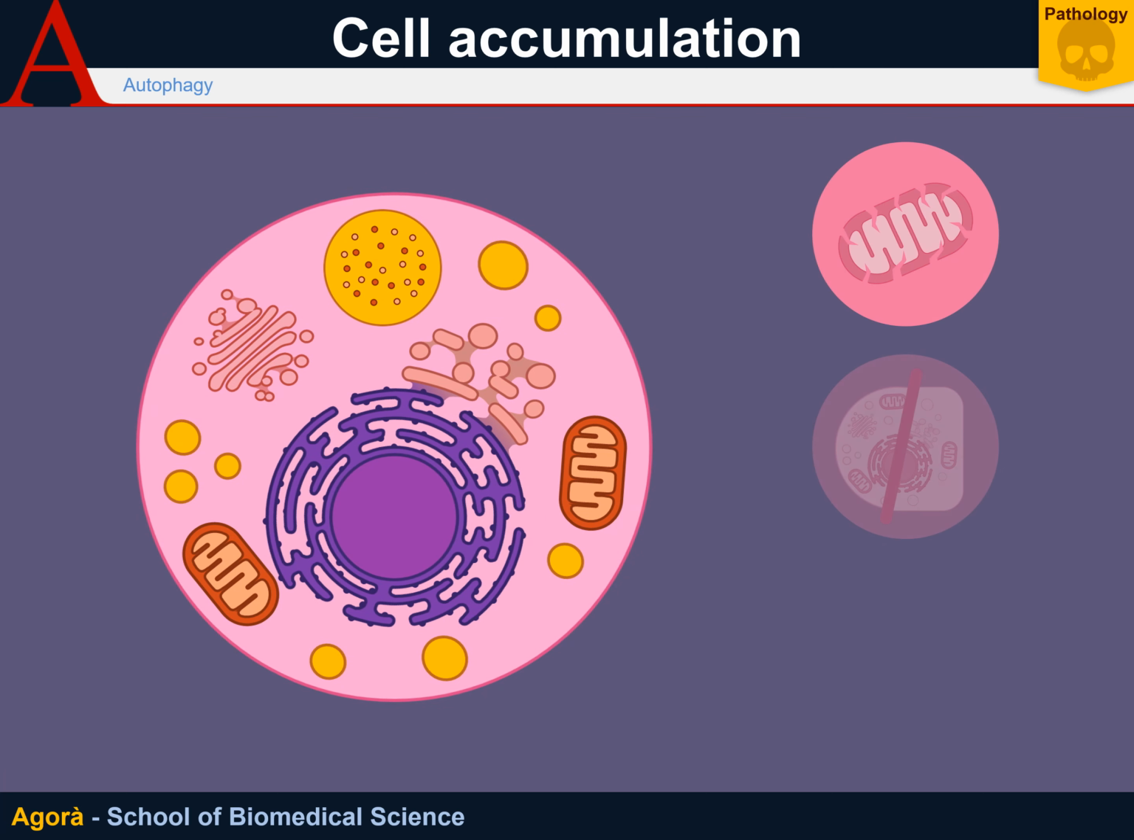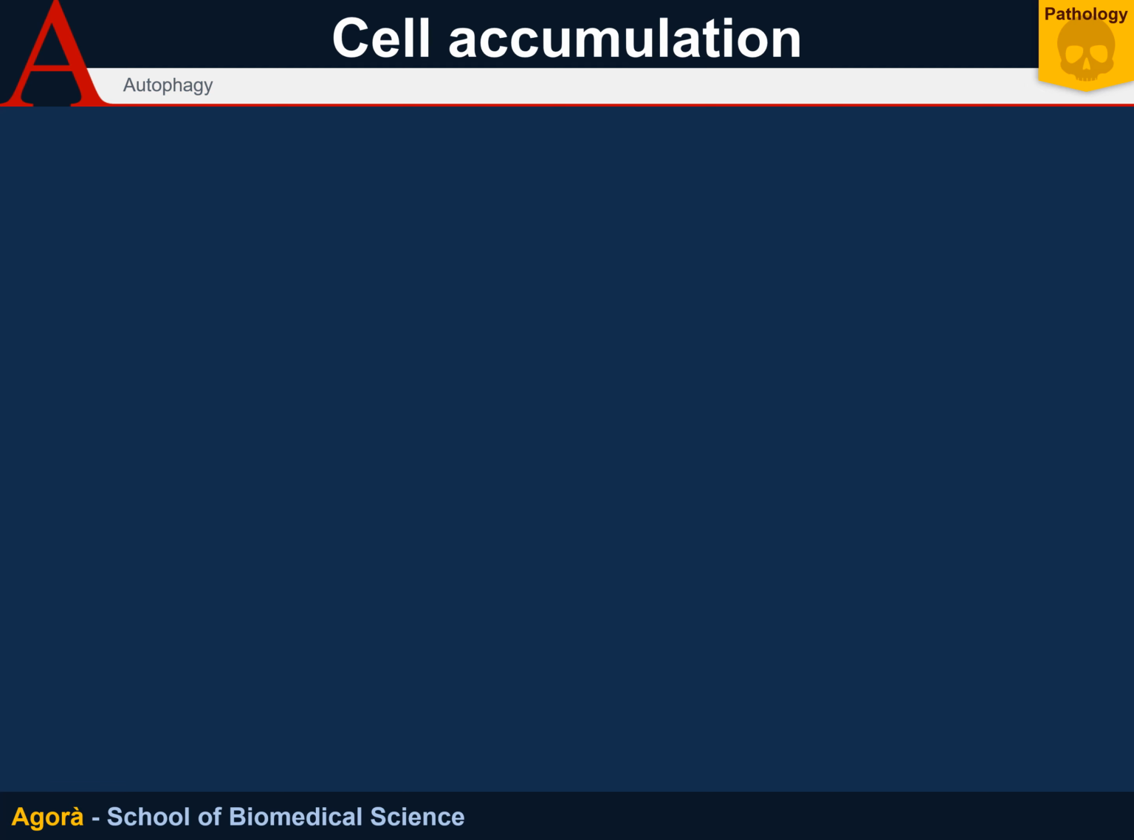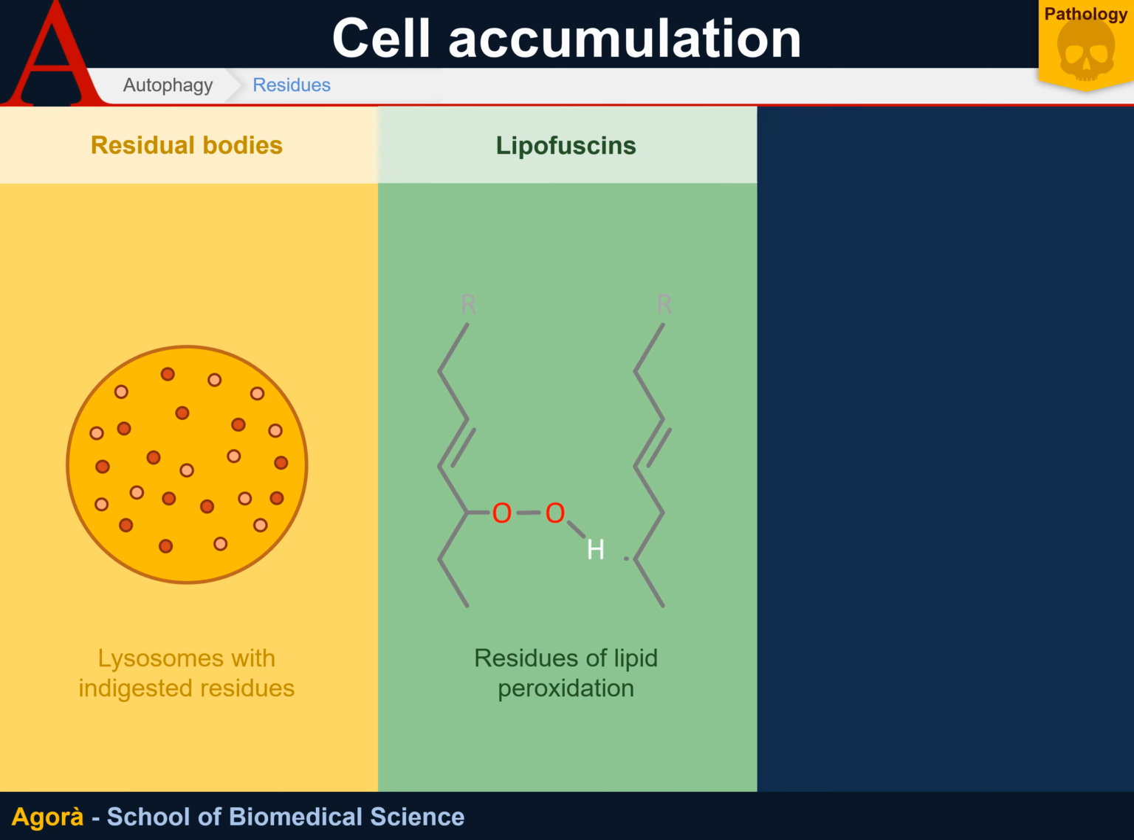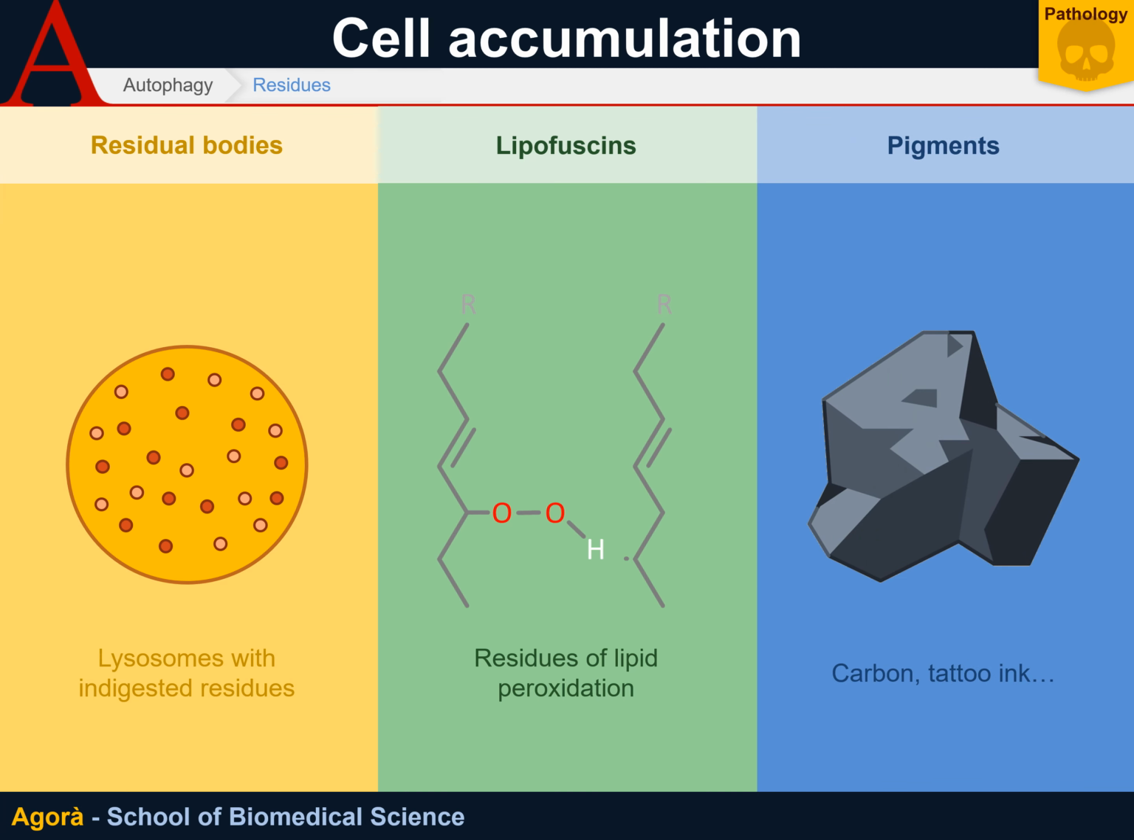Autophagy phenomena mediated by lysosomes are extremely important, not only in the defective organelle removal, but also for cell differentiation phenomena. In fact, as we have already seen, some cell structure removal may lead to differentiation, to cell death, and may lead to necrosis. Residues of the lysosomal actions are residual bodies, which are lysosomes with indigested residues inside, lipofuscins, which are residues of lipid peroxidation, and, finally, pigments like carbon and tattoo ink, which cannot be eliminated easily.